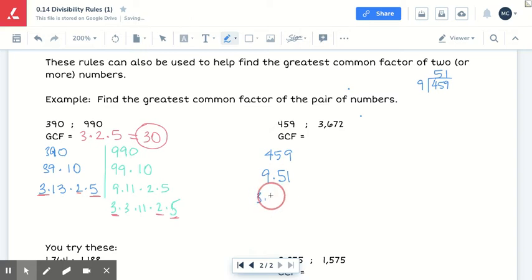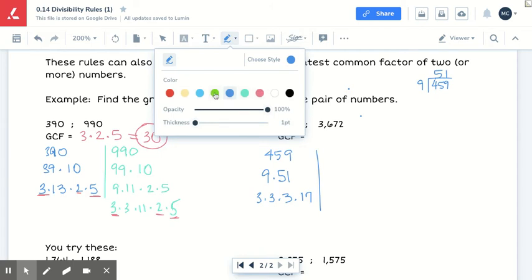9 I can break down, 3 times 3. And 51, if I add the digits of that number together, I can find pretty easily that it is divisible by 3. So I would just have to figure out 3 times what. So 51 divided by 3 would be 17. So I've got 3 times 3 times 3 times 17, and that's going to be 459 there.